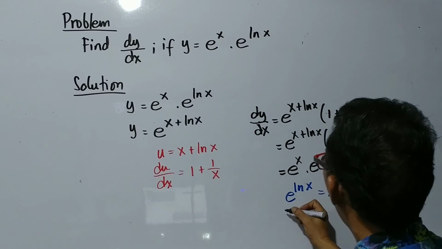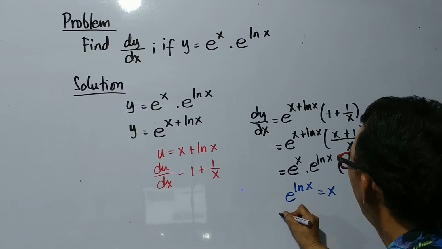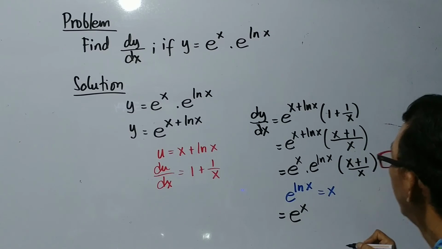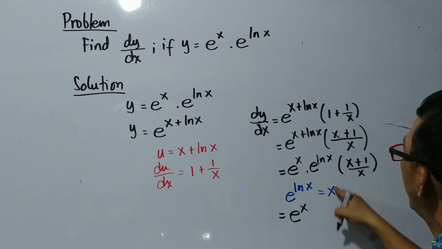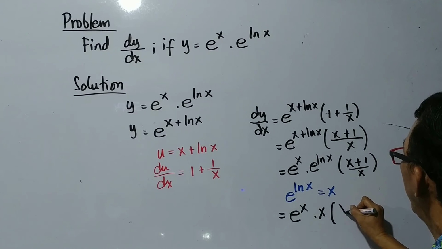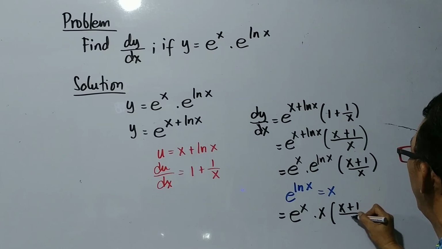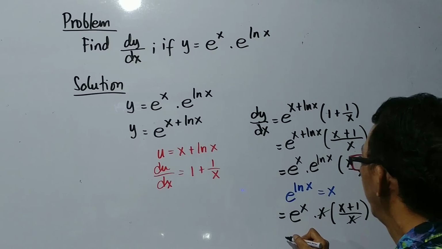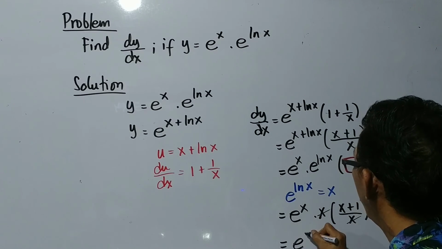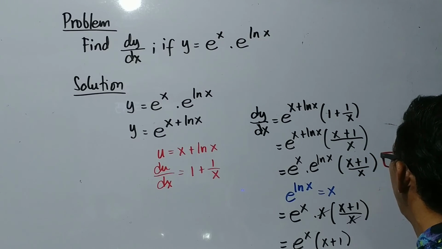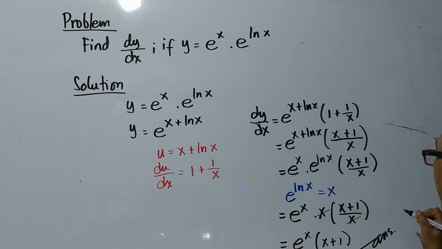So we have now e to the x, e to the ln of x is x. So times x plus 1 over x. You can cancel out this x. So finally, we have e to the x times x plus 1. That is your final answer.